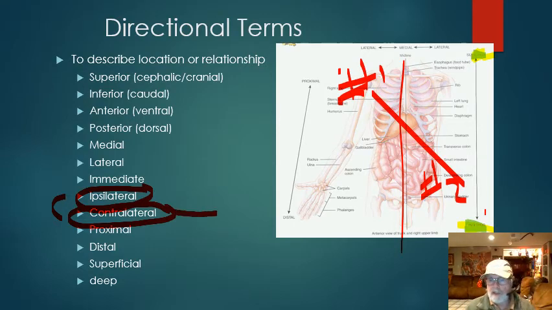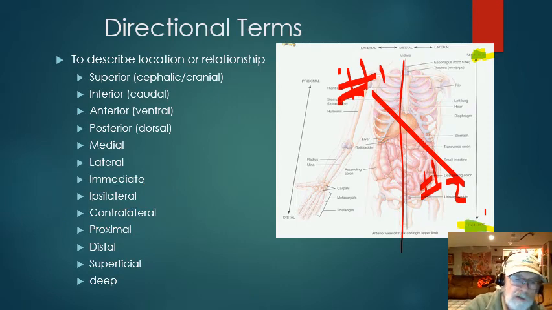Same side of the body, ipsilateral. Opposites, two things on opposite sides of the body, contralateral. Okay? So that's not a bad word to figure out. Let's go to the next two, and those two are also paired.